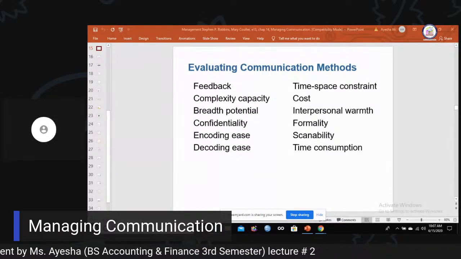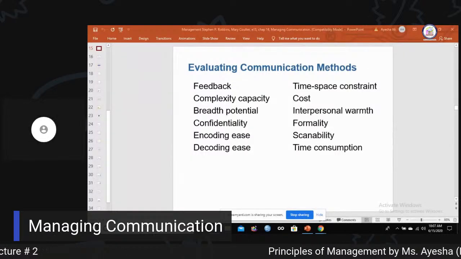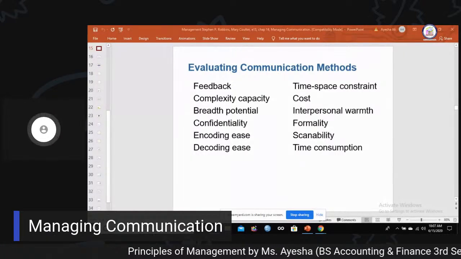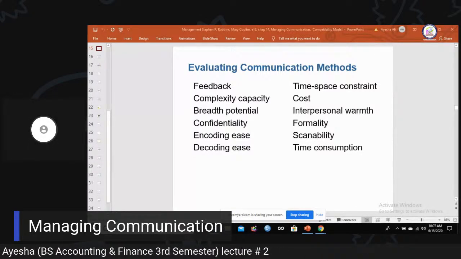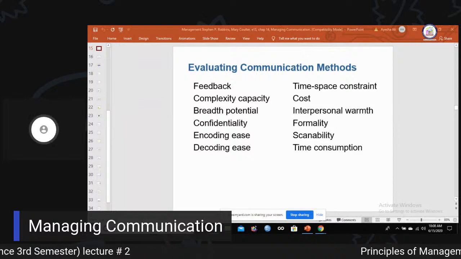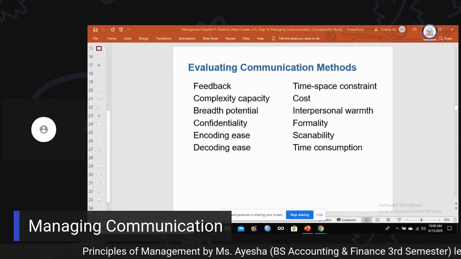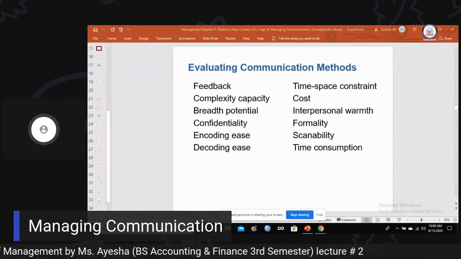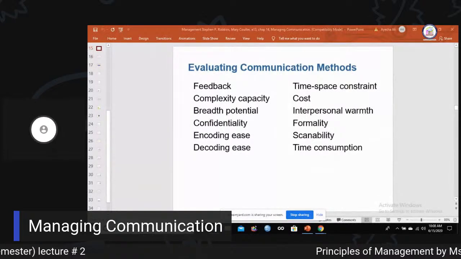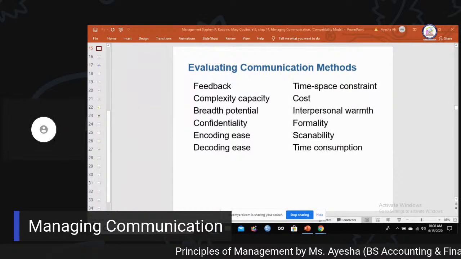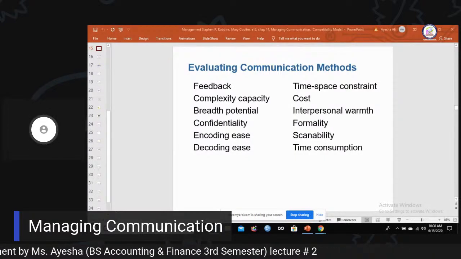Time consumption. How much time will be consumed by using this channel of communication? Whether it takes a lot of time or it takes the time which we have to consider. How much time we have to wait for a response. If we email somebody, it takes a little bit of time because we have to wait for the response. But if we make a call, we don't have to wait for a response. We get instant feedback. So these are the evaluations before choosing any method.